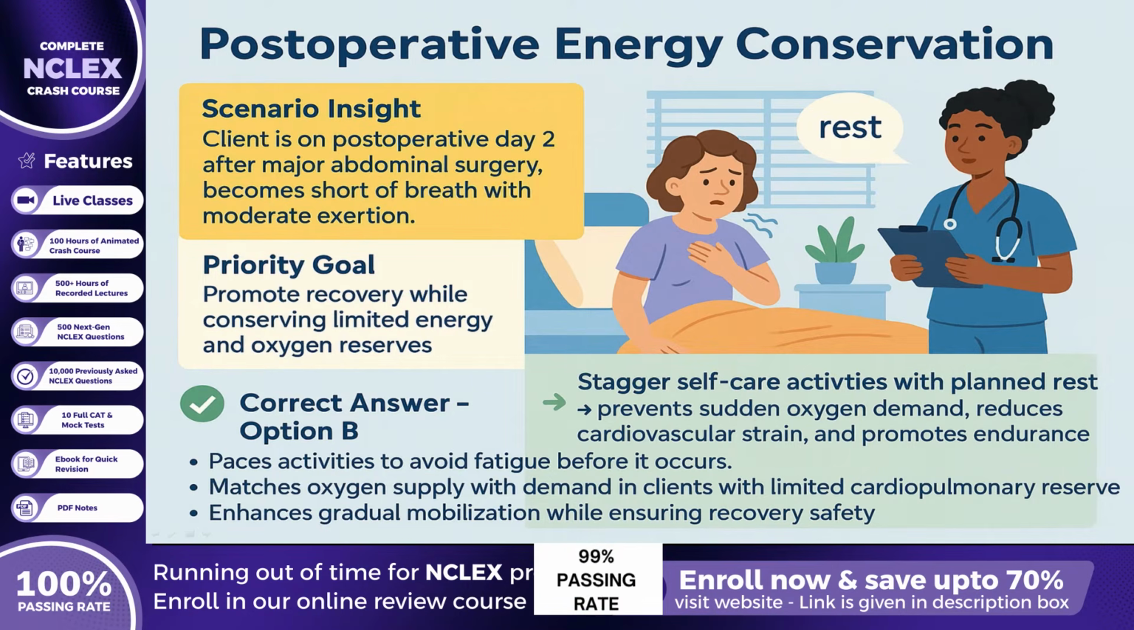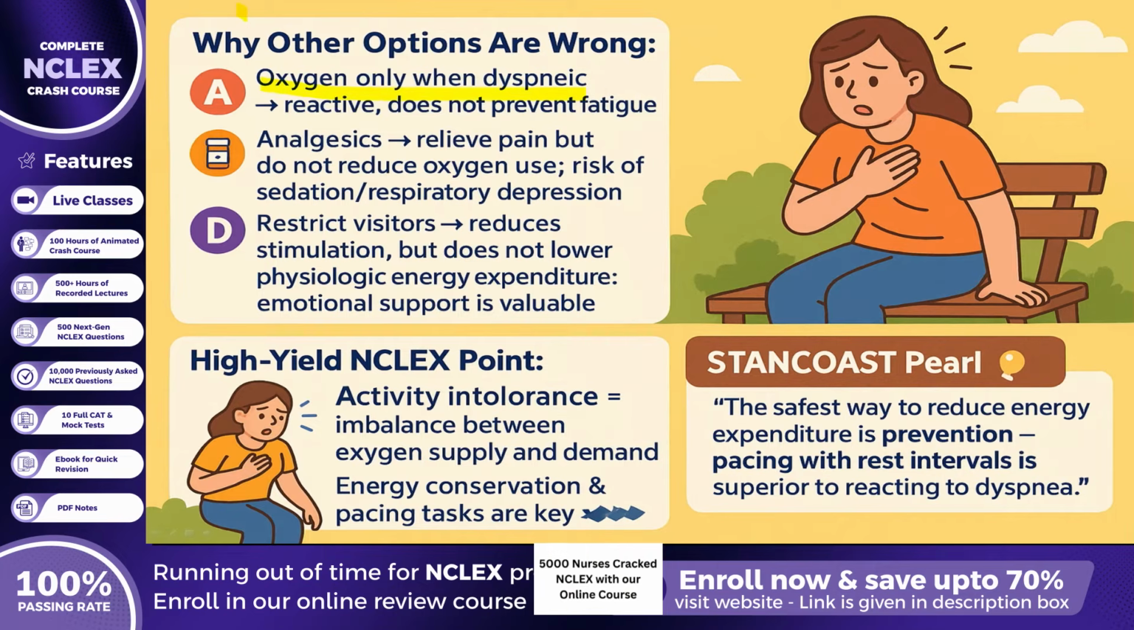Clients with activity intolerance often struggle to match oxygen supply with demand during exertion. So energy conservation techniques, such as spacing tasks, using rest periods, and prioritizing essential activities are key in safe recovery. On the other hand, Option A, administering oxygen when the client is already dyspneic, is reactive and does not prevent the underlying fatigue or oxygen debt. Option C, giving analgesics, is important for pain control and mobility, but does not directly reduce energy expenditure.